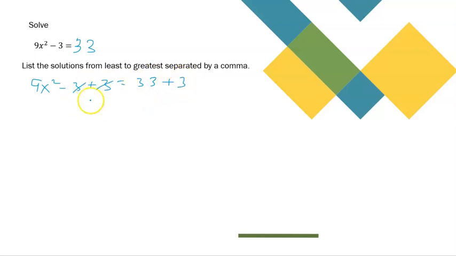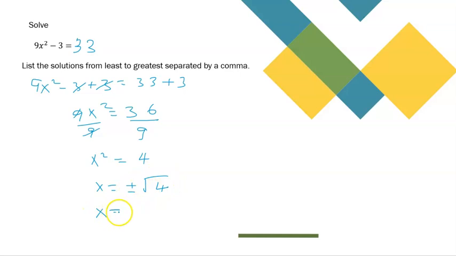Now notice that this and this cancel. We get 9x squared equals 36. We divide both sides by 9. This and this cancel, and you get x squared equals 4. And then you take the square root of both sides. You get x equals plus or minus the square root of 4, and notice that this is equal to plus or minus 2. Therefore, once you separate the solutions, you get negative 2, comma, 2. And those are the solutions.